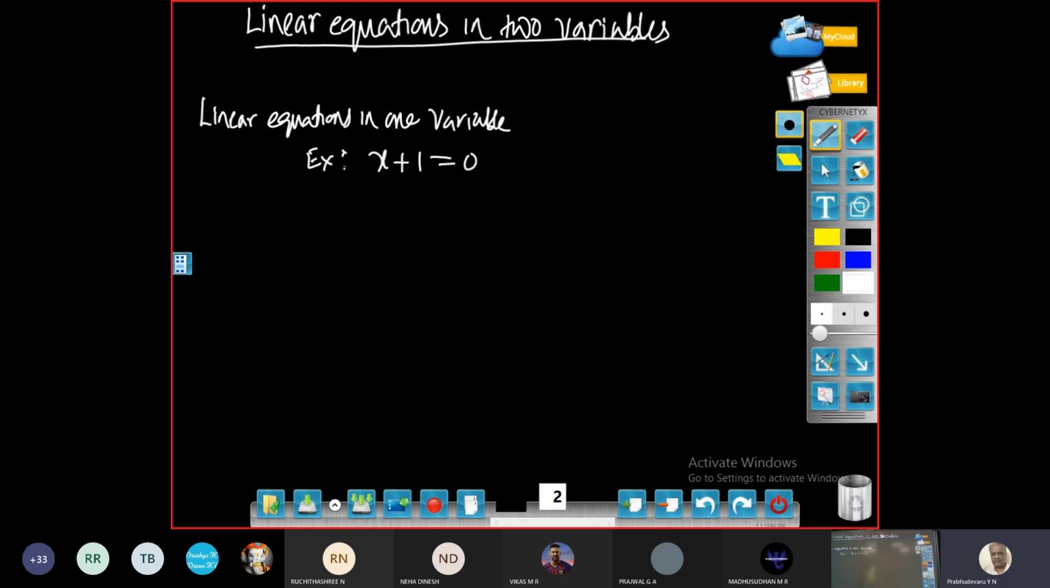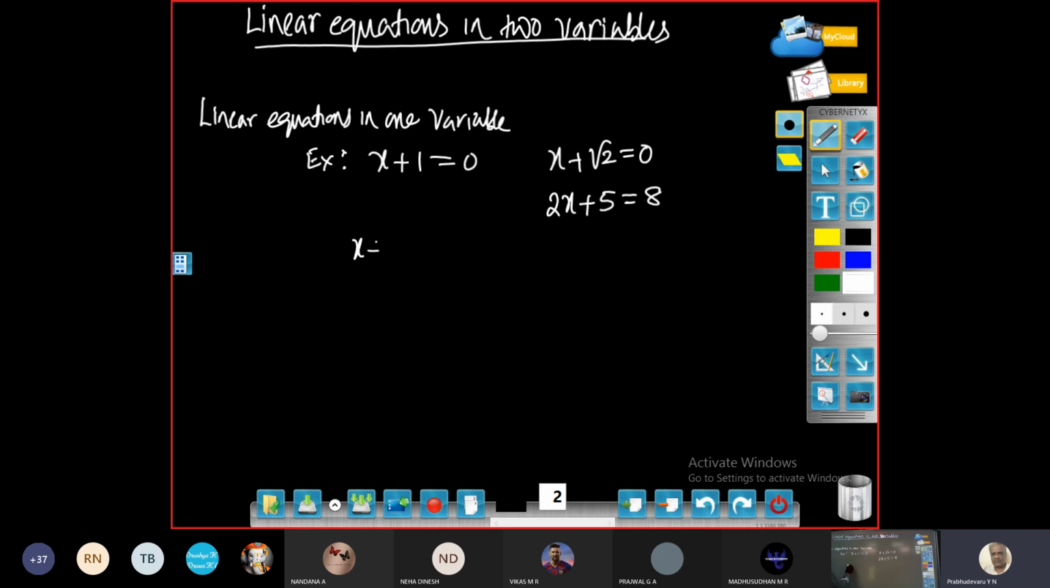Some more examples you can write. So, Sir, 2x plus 5 is equal to 8. Okay, it contains only one variable. These are all the examples of linear equation in one variable. And in this chapter, this equation contains one and only one solution.